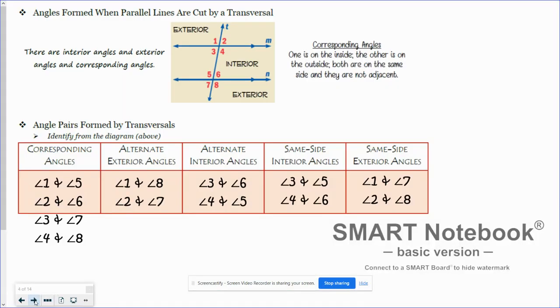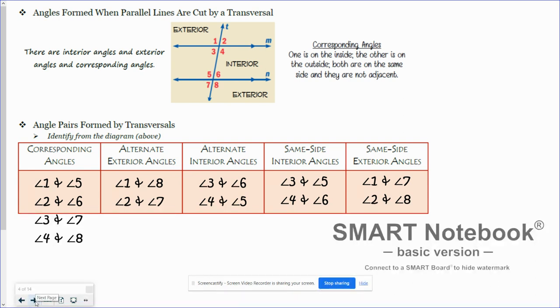Now, corresponding angles, one is on the inside, one is on the outside, both are on the same side, and they're not adjacent. So in this diagram here, corresponding angles would be like angles 1 and 5, 2 and 6, 3 and 7, 4 and 8. You also have alternate exterior angles like 1 and 8, alternate interior angles like 3 and 6, same side interior angles like 3 and 5, and same side exterior angles like 1 and 7.